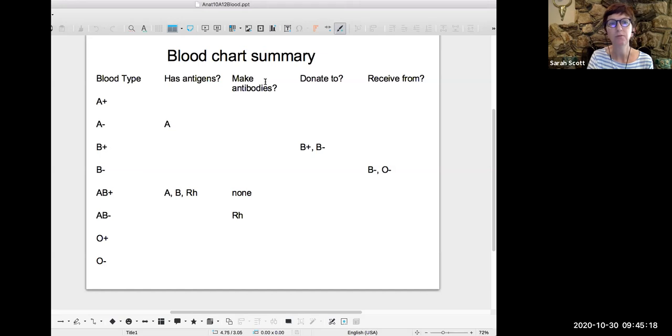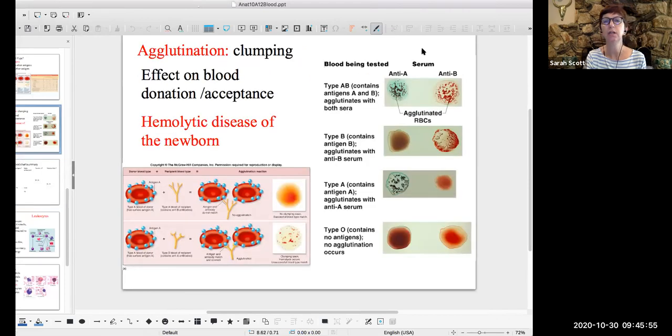Remember that makes antibodies. This is saying if exposed to an antigen, can you make antibodies? So if you have the antigen A, you're never going to make antibodies to A. But if you're exposed to blood type B, you will make antibodies. So you will make antibodies to B, and you will also make antibodies to Rh because you don't have that antigen naturally. Okay, does that make sense to people? Yes. Okay, I know there's a lot going on here, so it's a topic I like to go over when possible.